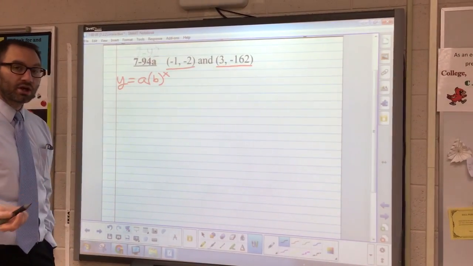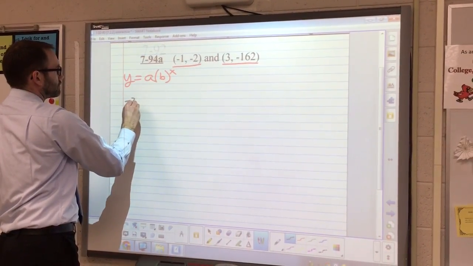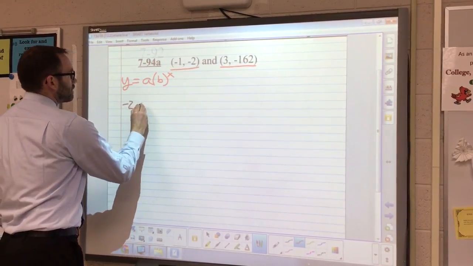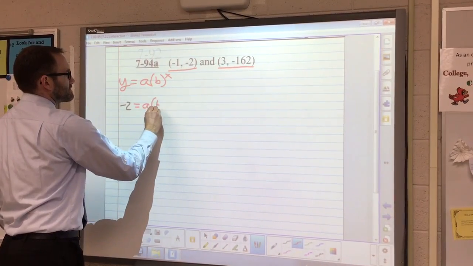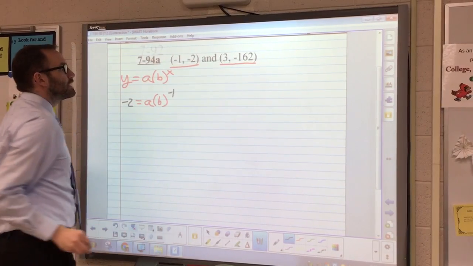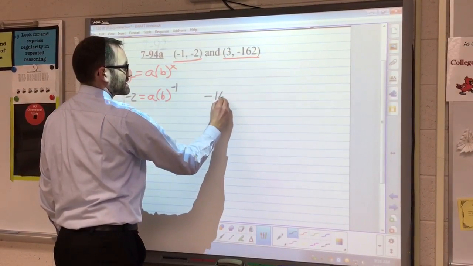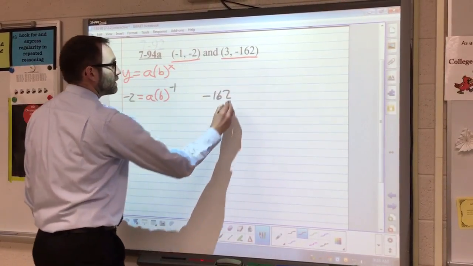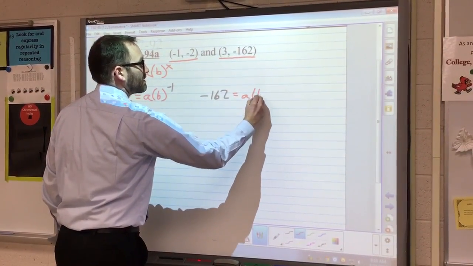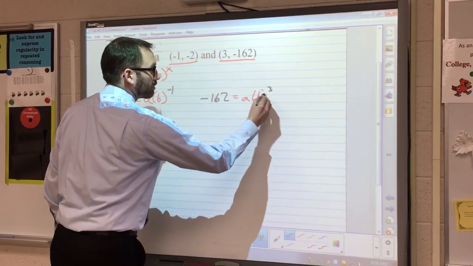I have an x value and a y value, and another x value and another y value. So I can create my system with -2 equals a times b to the -1 power. And my other equation is going to be -162 equals a times b to the 3rd power.